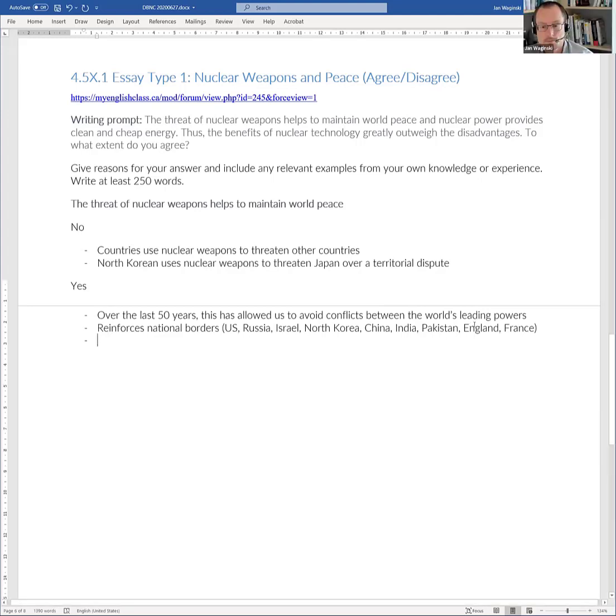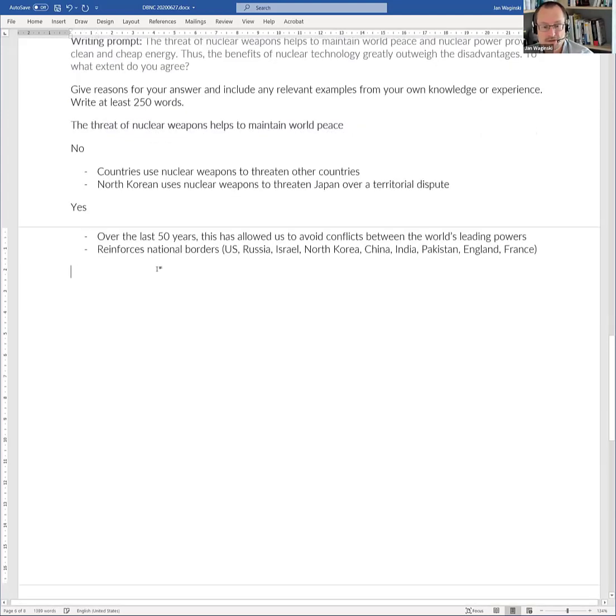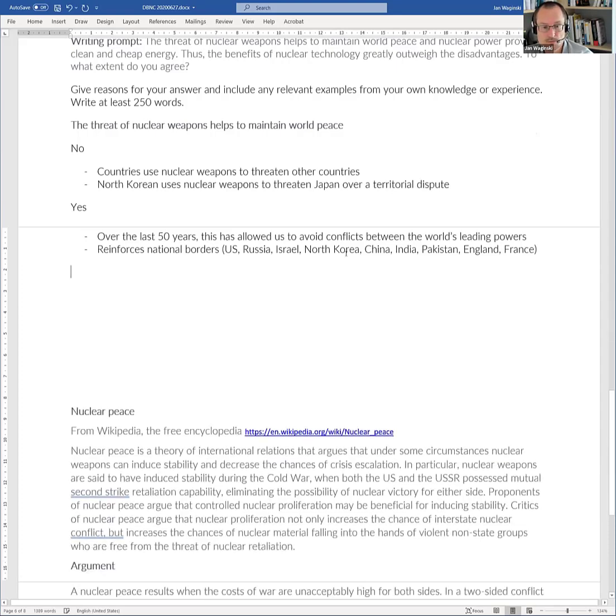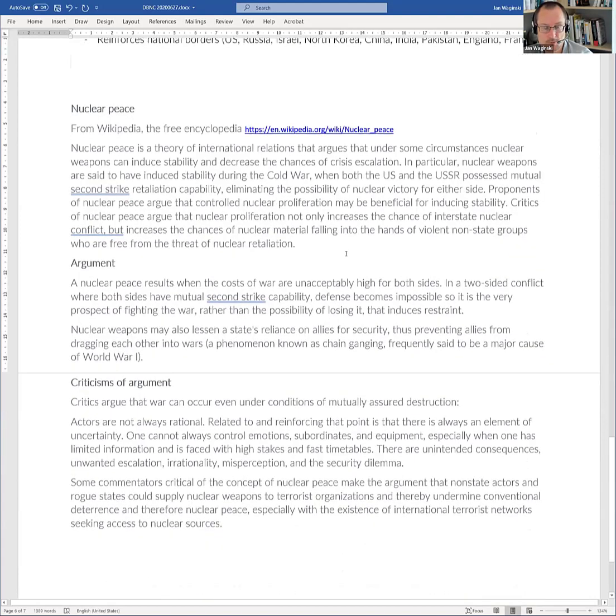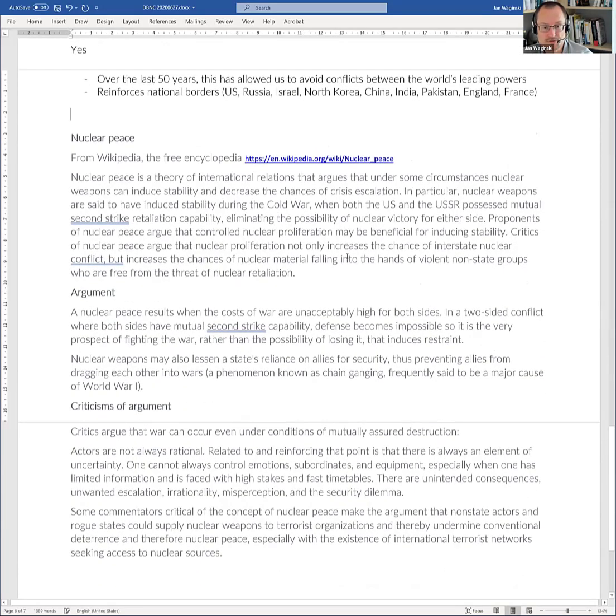Okay, so what I notice is that we're missing the vocabulary to really talk about this issue. So let's read a little bit. This is from Wikipedia. It's only a few paragraphs. Let's read it together because there's a lot of good vocab in here to really discuss this issue. Kelly, let's start with you. Can you read this first paragraph? This is from an article entitled "Nuclear Peace." Sure.